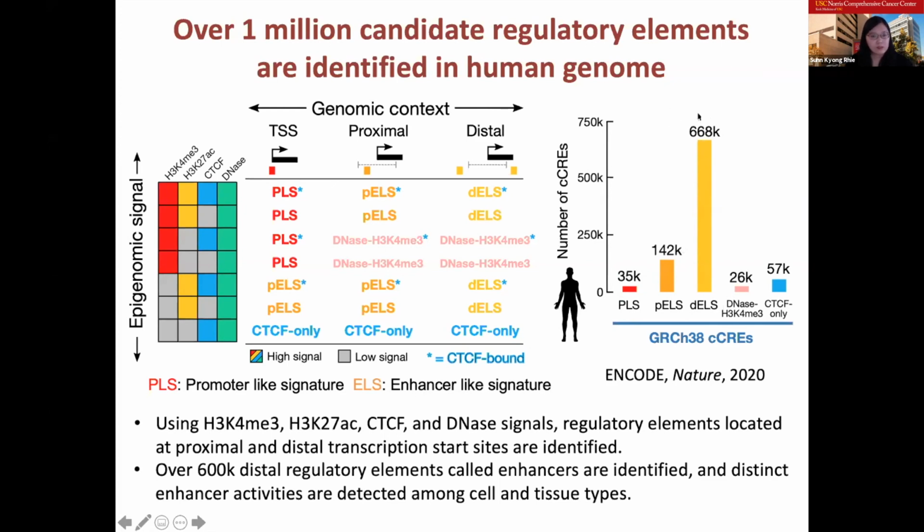And those enhancers seem to be very distinct across cell types, very cell and tissue type specific. If you look at this ENCODE Nature 2020 paper, you will be able to identify some enhancers and some signatures which are only found in a subset of samples or a subset of tissues.